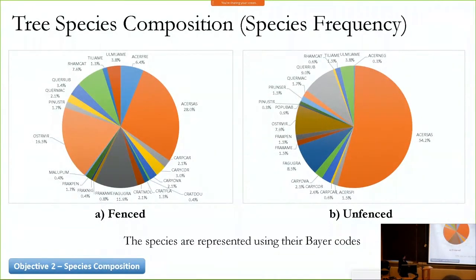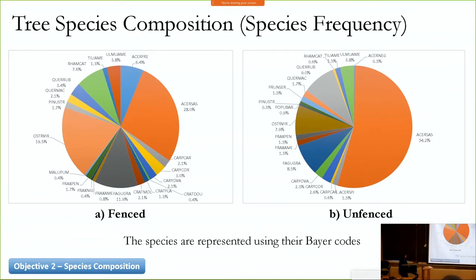The second analysis I did was looking at the species composition, for all the different tree species found in a single plot, and I grouped them based on whether they're fenced or unfenced. These are based on the Bayer codes, which are a form of creating a code where you take the first 4 letters of the genus and the first 3 letters of the species to create codes that are unique to each species.